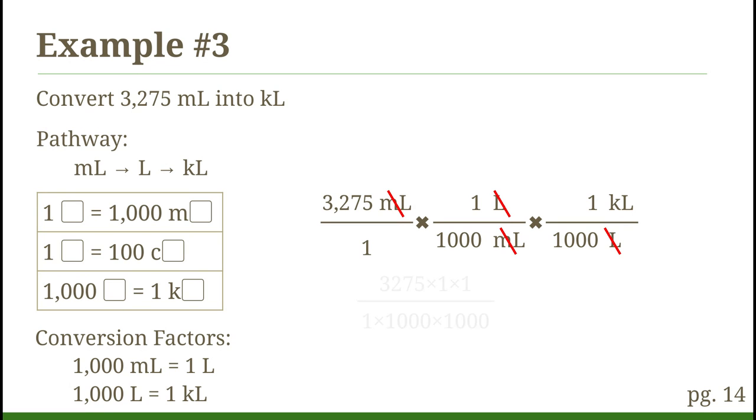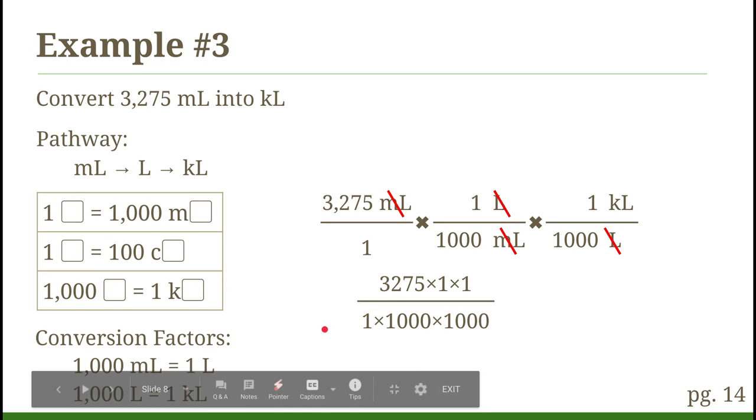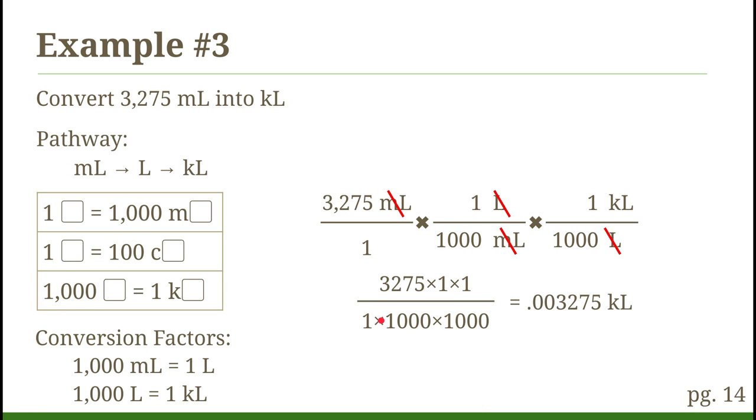And then we can multiply across the top and multiply across the bottom. Now here it's a little bit interesting because on top we'll have 3,275, and on the bottom we'll have 1 million. So after we have those two numbers, we'll have to divide them, and what we get is this decimal.